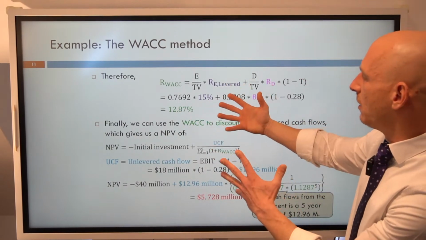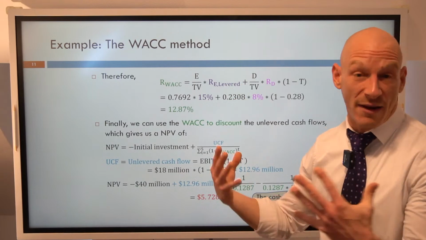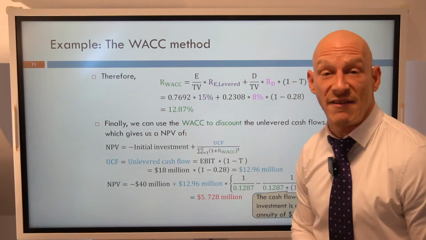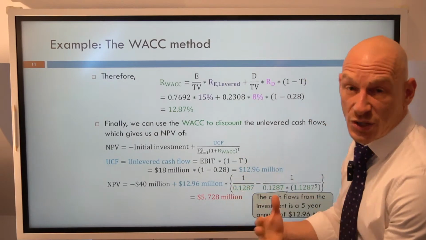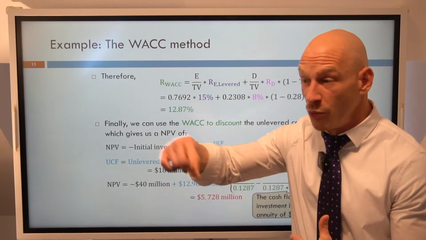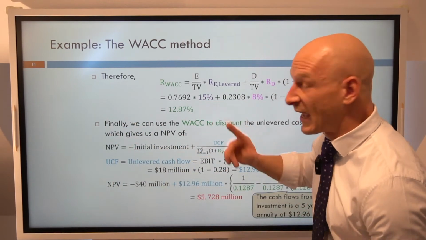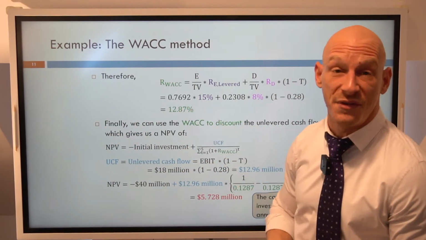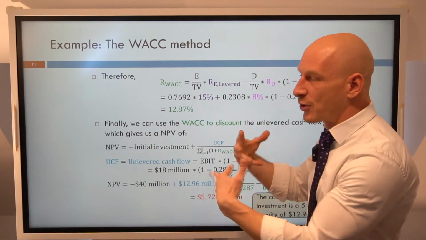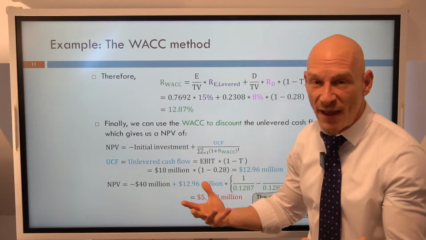So what does this mean? The WACC, the weighted average cost of capital of this firm, is 12.87%. And based on the fact that the project we are analyzing, where we try to determine should we do it or not, the cash flows should be discounted with the WACC. Okay, let's hop into the actual WACC valuation method.